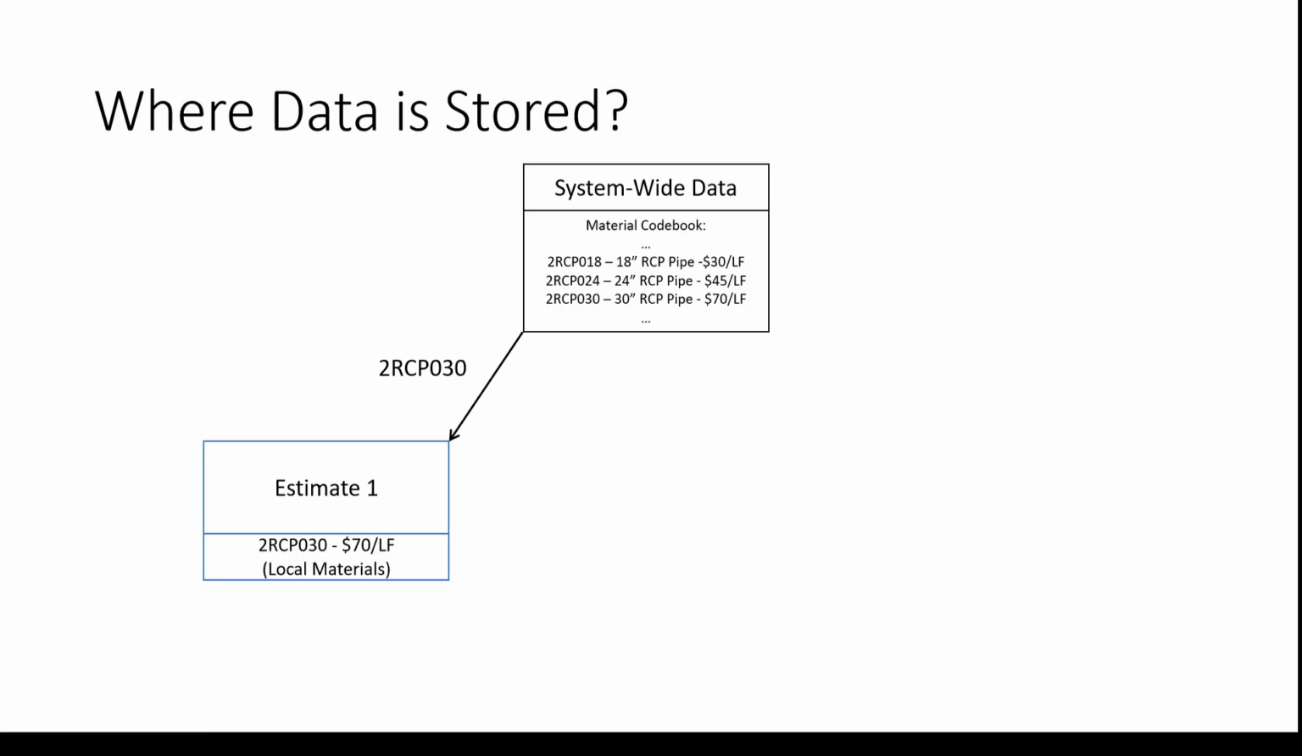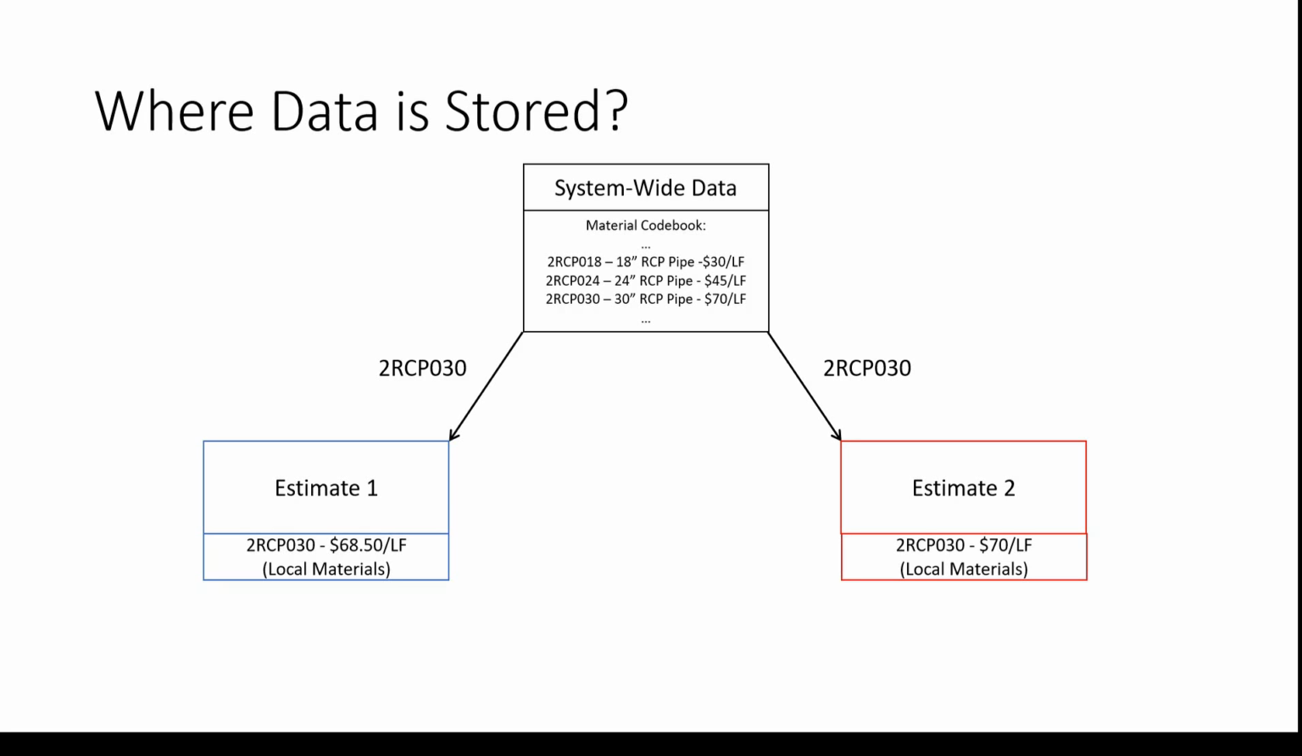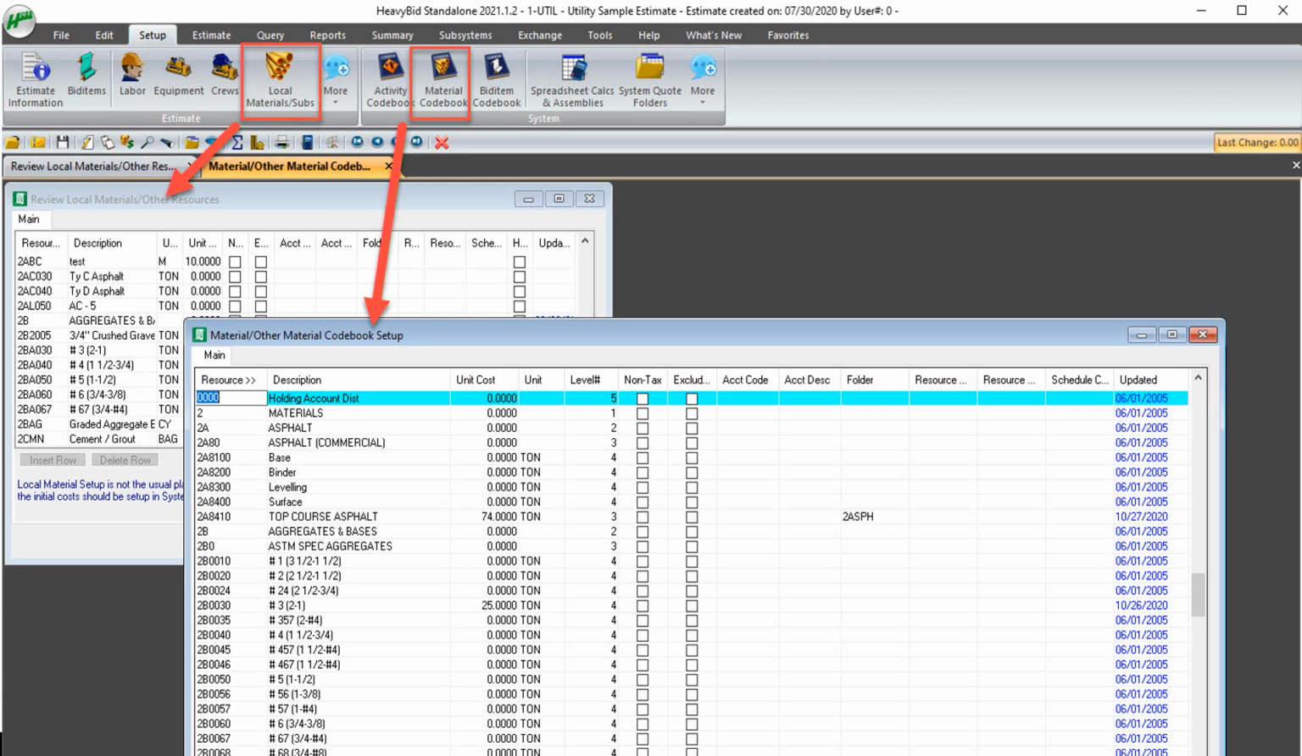This was an important design early in the development of HeavyBid. So in estimate 1, I have 30-inch RCP at $68.50. I changed it because I got a quote for $68.50. In estimate 2, same material, I bring it over. It's $70. It copies it into my local, and I leave it at 70. So that is an explanation of local and system-wide.